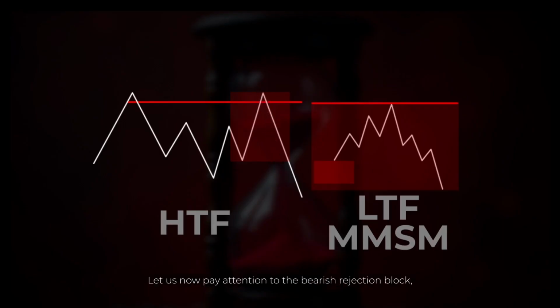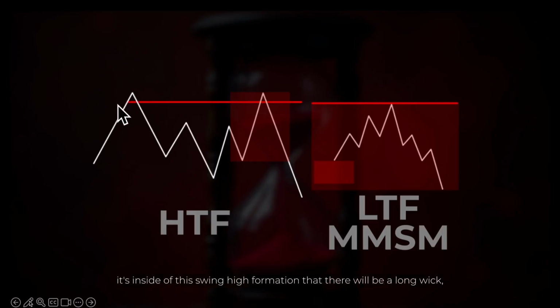Let us now pay attention to the bearish rejection block. What you can see is that the market expanded towards the upside and eventually formed a swing high. It's inside of this swing high formation that there will be a long wick which will extend to the right. Notice that the market repriced towards the downside and we eventually see it go sideways for a bit. The market has one more push towards the upside then into the price range of that bearish rejection block, and we then see the market expand towards the downside after forming a new high right here.